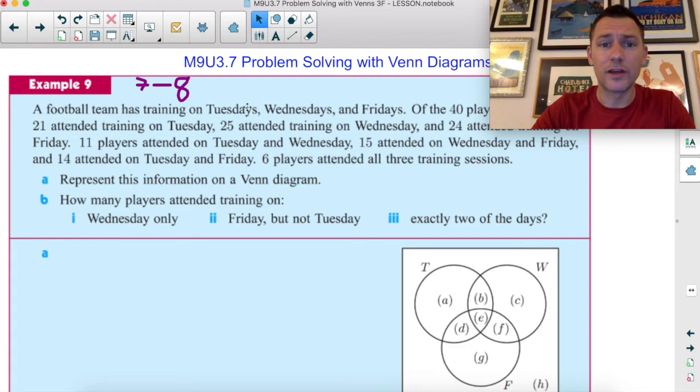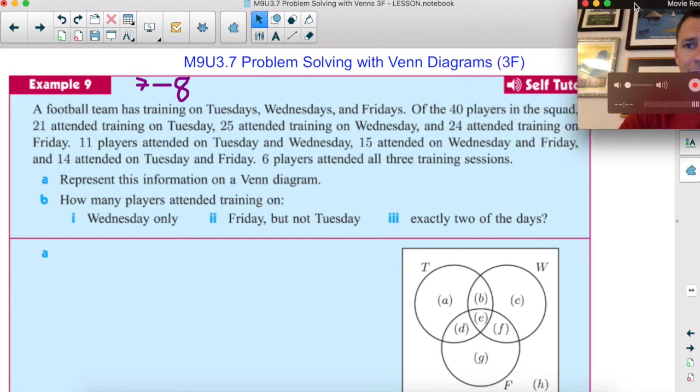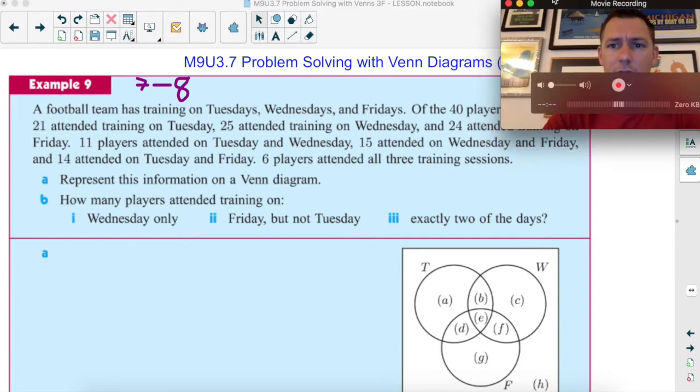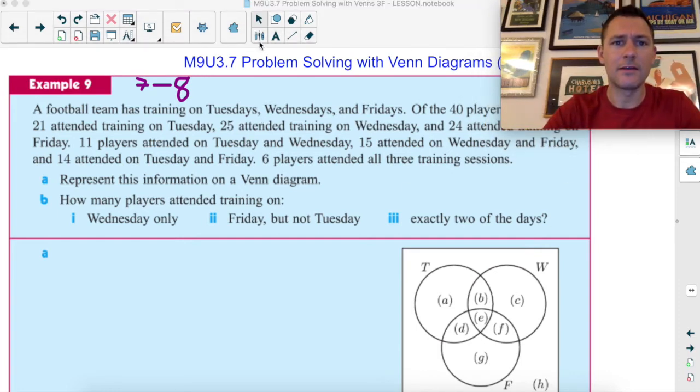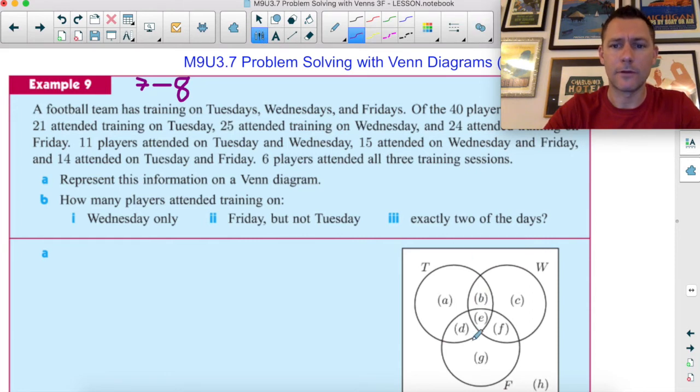Football teams training on Tuesdays, Wednesdays, and Fridays. So here's the Tuesday team, the Wednesday, the Friday. There's 40 players in the squad, so in total, I would say the universal set is 40, which is good.